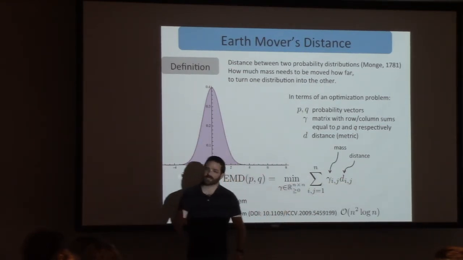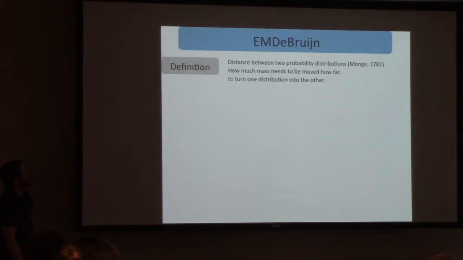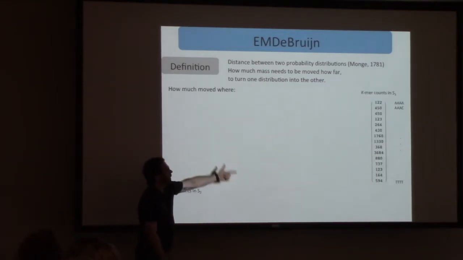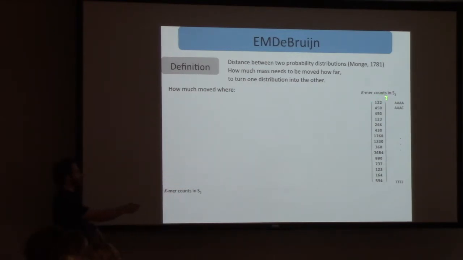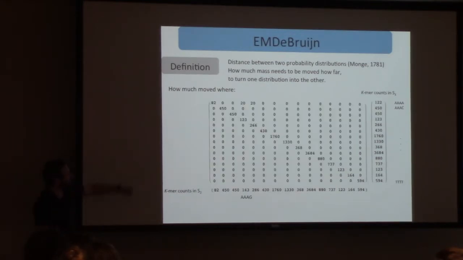It's going to be a graph distance. Okay, so EM de Bruijn is just basically doing this on a de Bruijn graph. So that joint distribution that I had has row sums equal to the k-mer counts, or k-mer frequencies, sorry, that should say frequencies, in one sample, and k-mer frequencies in another sample right here. And this is what the joint distribution looks like, this big old matrix right here.